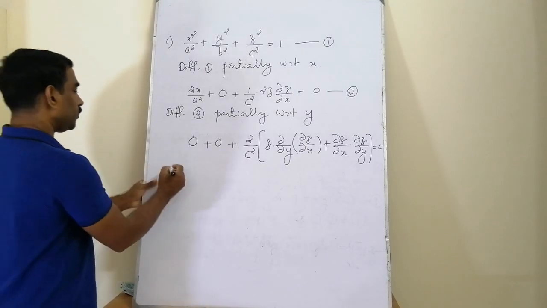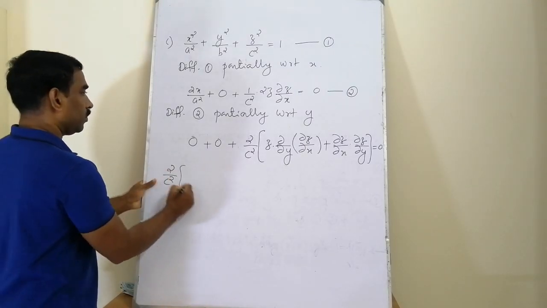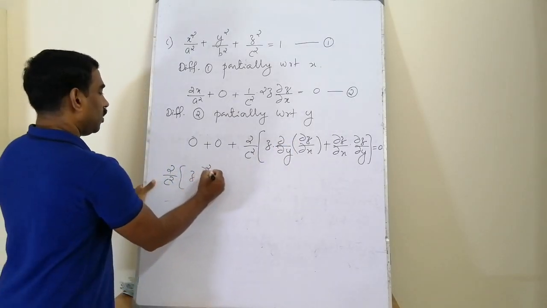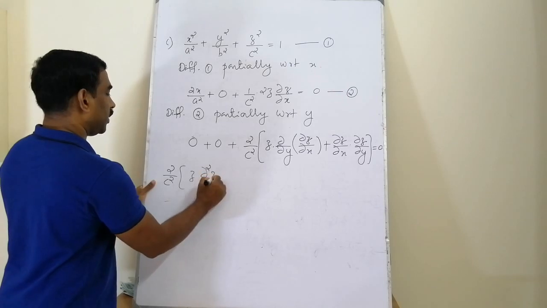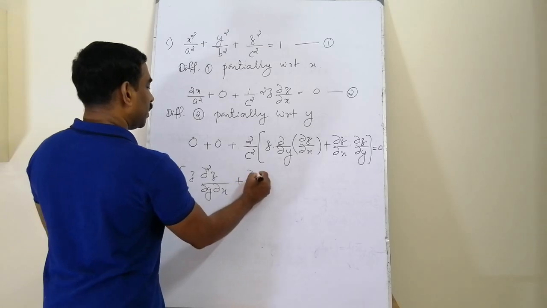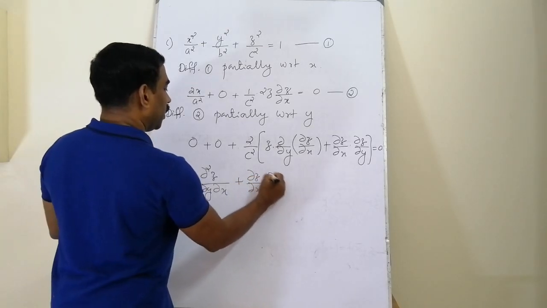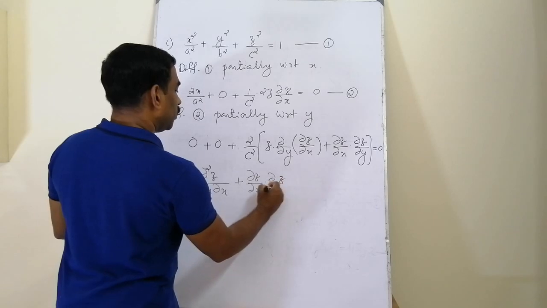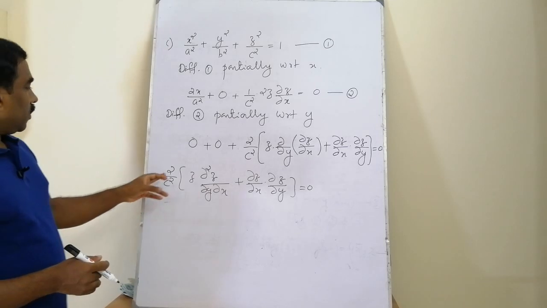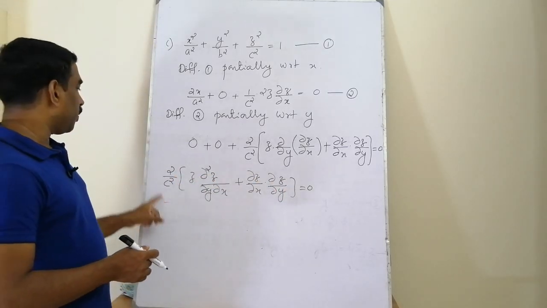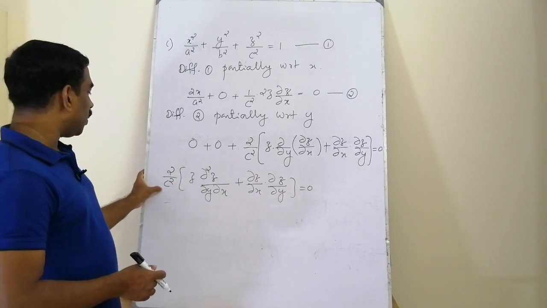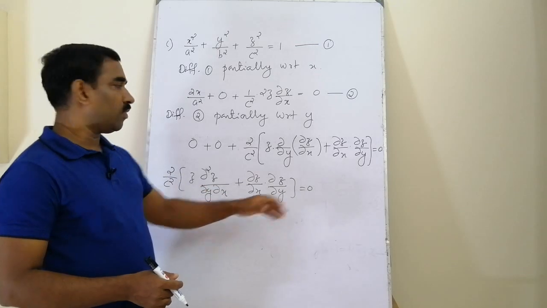That is 2 by c square into z into, see, this is the mixed derivative of order 2, that is ∂²z/∂y∂x, plus ∂z/∂x into ∂z/∂y equal to 0. Now see, it is a product of two expressions. One is a constant part, 2 by c square, and another is the variable part. So this product equal to 0 means either 2 by c square equal to 0 or the bracketed expression equal to 0. What is the possibility?